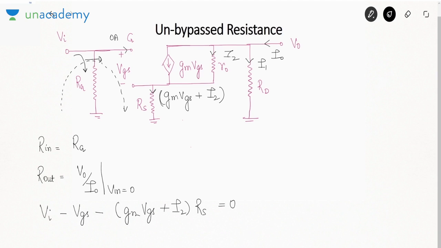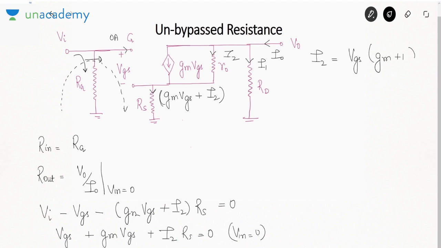Now, if Vi is 0, VGS plus gm VGS, if we take it on the right hand side, plus I2 RS equal to 0. Here I have taken the input voltage equal to 0. From here I can say I2 is how much? VGS (gm plus 1), with a minus sign, by RS, that is your I2.